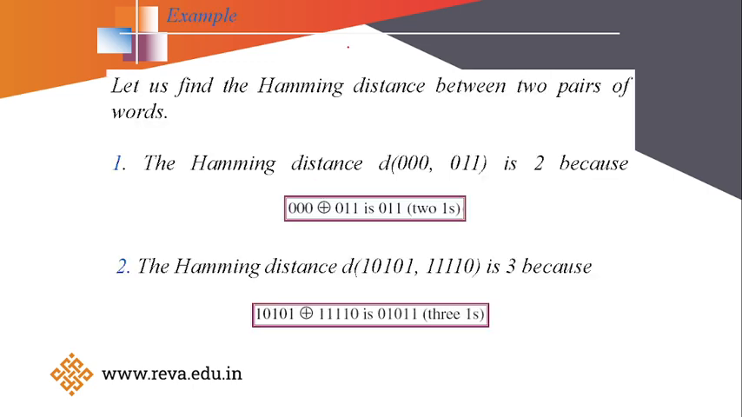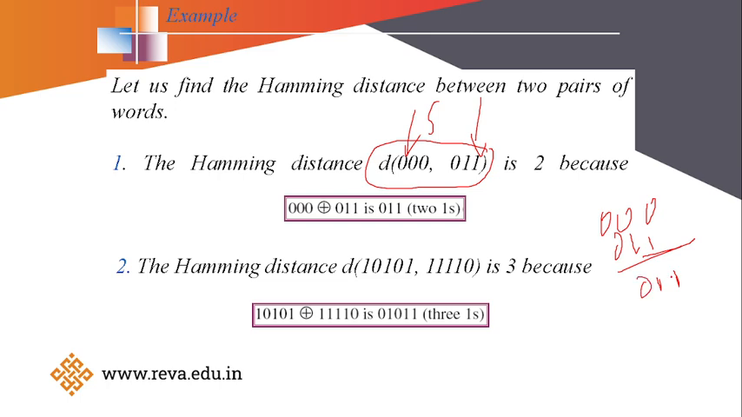So here you can see, let us find the Hamming distance between two pairs of words. The Hamming distance between 000 and 011: the sender is sending 000, the receiver has received 011. Just do the XOR operation: 011. So 0 and 0 is 0, 0 and 1 is 1, 0 and 1 is 1. How many ones we have in the resultant, that many error bits have occurred. Here 2 ones are there, so 2 bits are changed. Yes or no? Because the first bit is changed from 0 to 1, the second bit is also changed from 0 to 1. So 2 bits are in error.